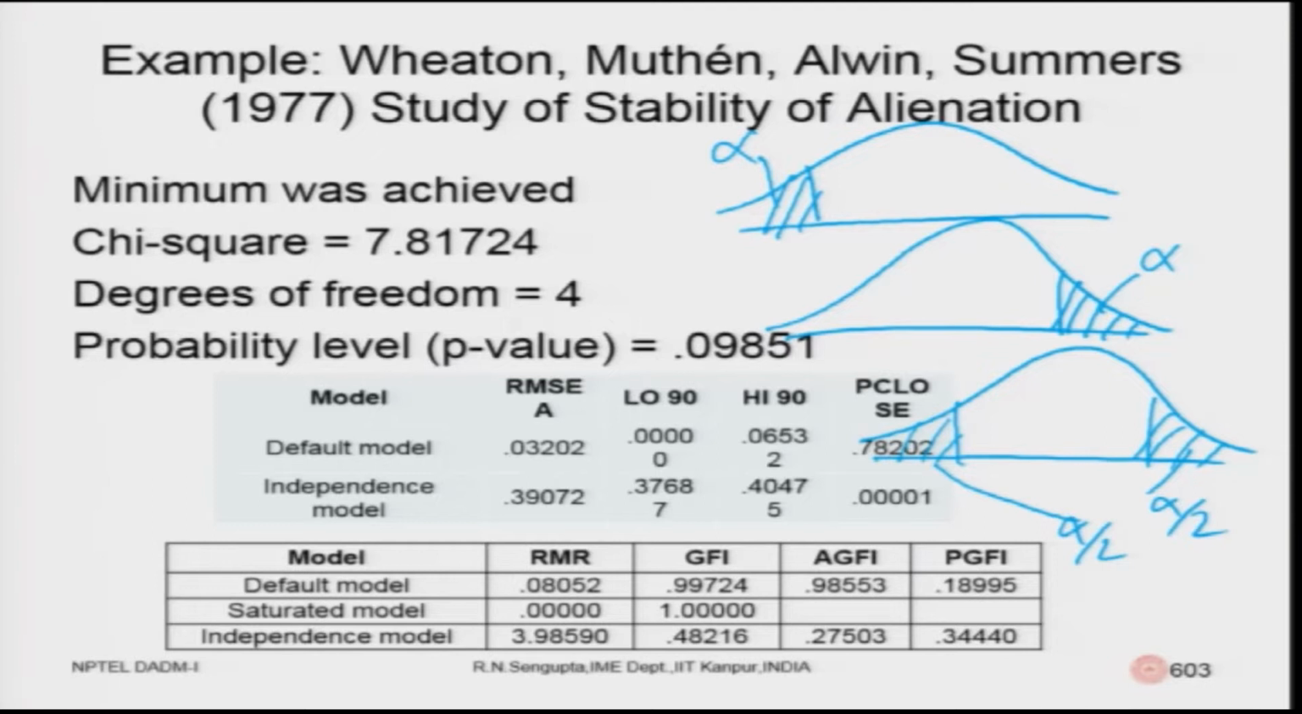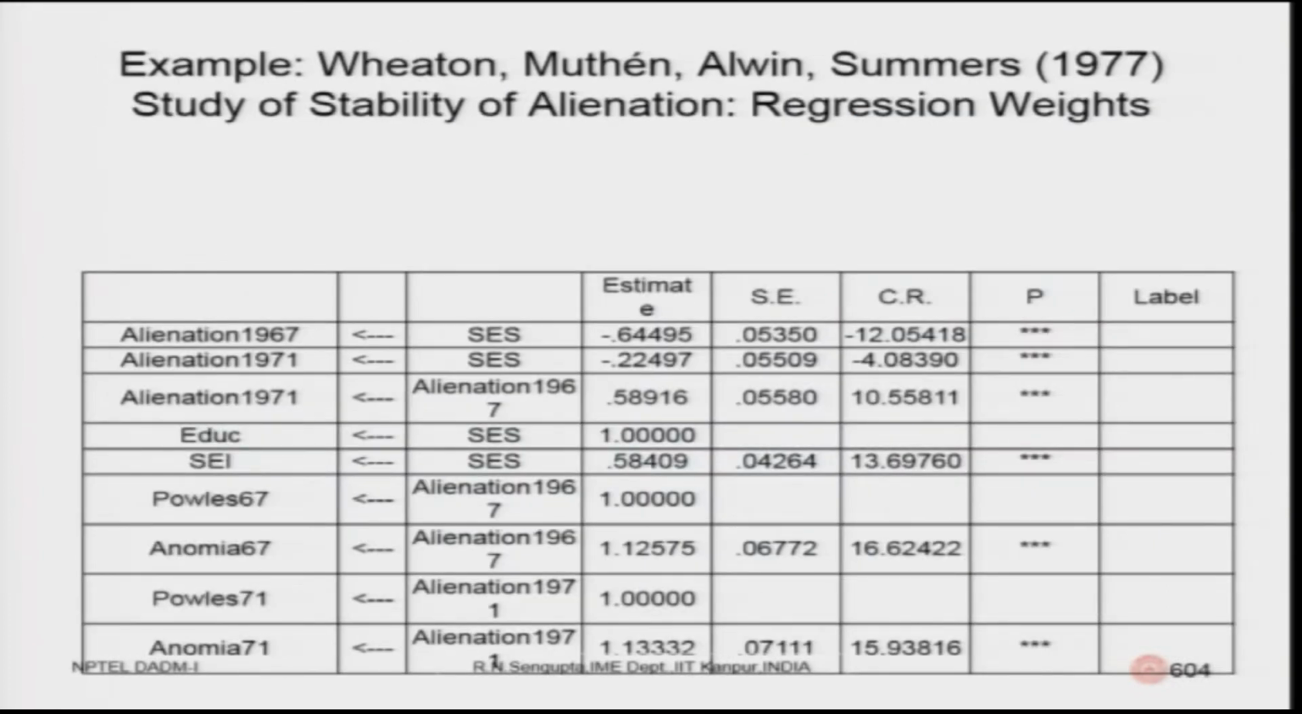So, once we consider the root mean square errors corresponding to the values, for the default model it will be about 3.2%, and for the independence model it will be about 39%, depending on the level of significance which we have. So, the values of GFI, AGFI and PGFI, I will come to these details in a few minutes. The default model, saturated model and the independence model will be considered accordingly. So, first let me go to the general measures or metrics which we considered.